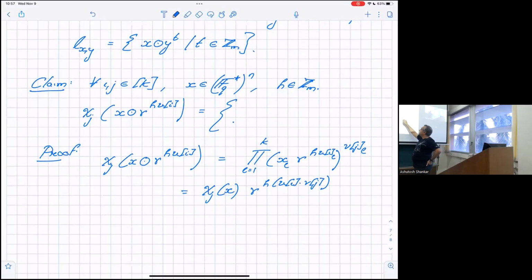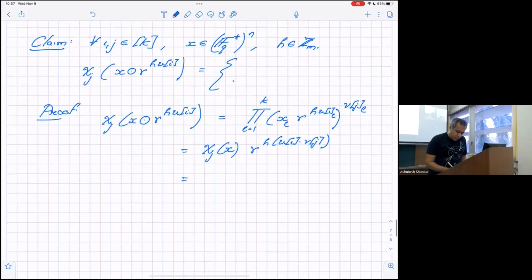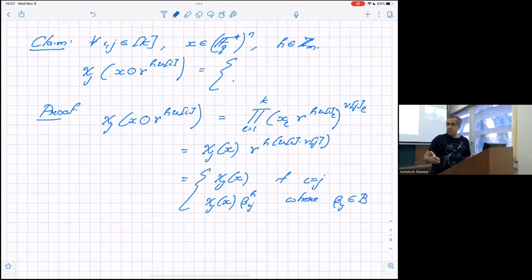Now, what do we know? If i equals j, this dot product is 0. If i is not equal to j, this is an element of the set L, and an element of L is going to give a power. So I want to claim this is equal to pi_j of x if i equals j. Otherwise, it's pi_j of x times some beta_ij to the power h, where beta_ij belongs to the field. That's all I want to claim.